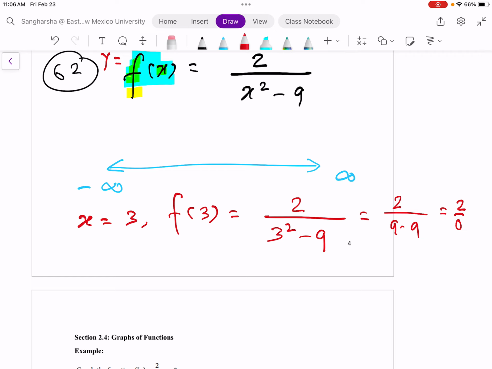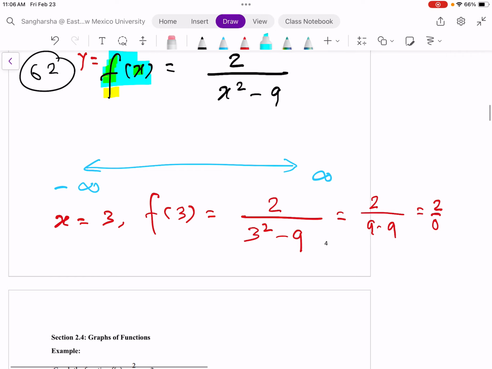So when we choose our input to be 3, our output is not real. If this is the case, then is 3 in the domain for this function? The 3 is not in the domain. To be in the domain, once you have your number, that number has to give you some real output, and only then is your input in the domain.